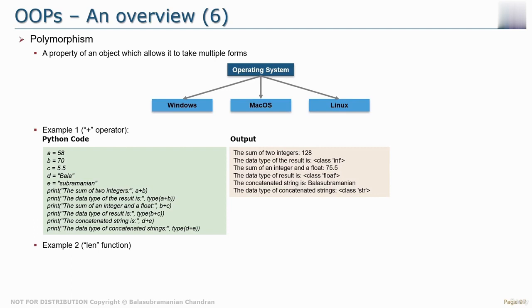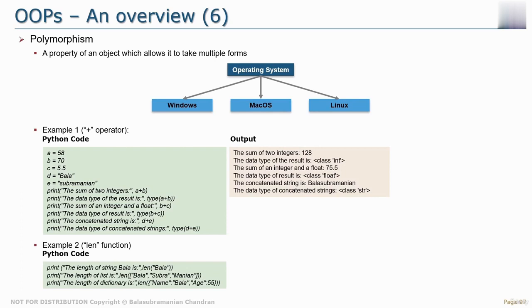Example 2. The len, that is length function. In this piece of code, we are using the same length function to find 1. The number of characters in a string, that is the length of a string. 2. The number of items in a list, that is the length of a list. 3. The number of items in a dictionary, that is the length of a dictionary. This is evident from the output it generates.